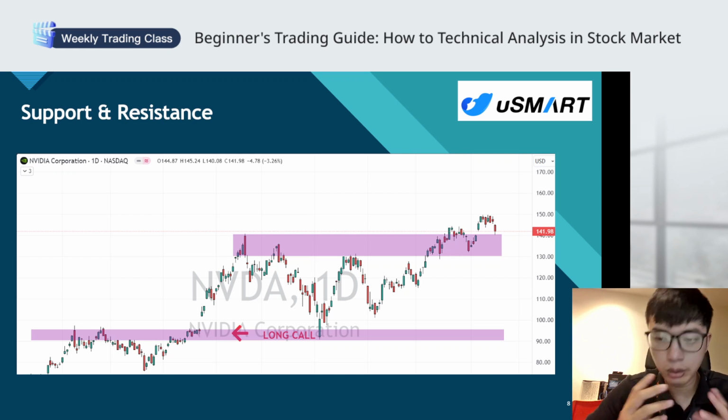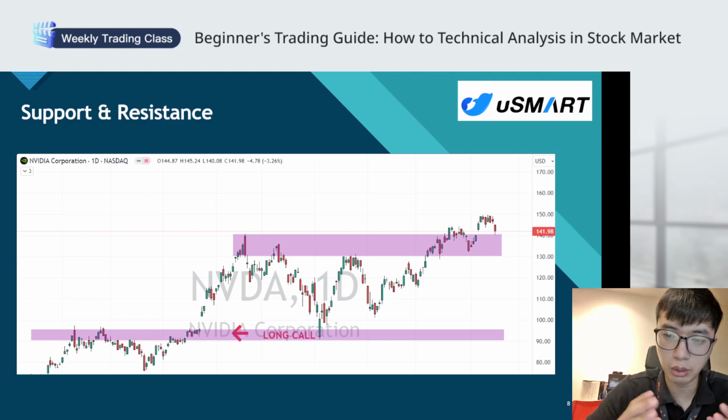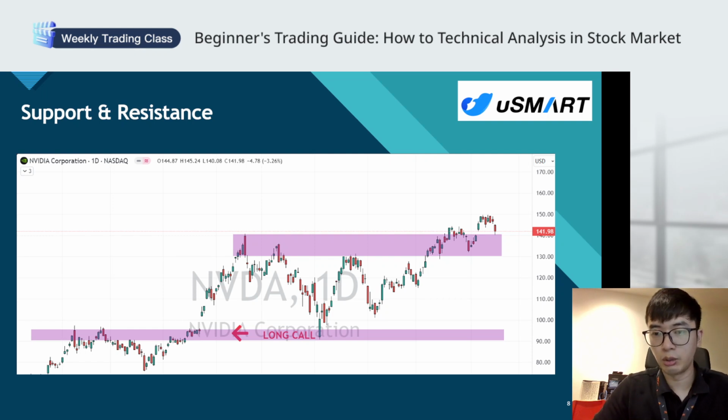So for simple trading, because trading is trying to trade the price difference, we try to trade those supports and resistances. Here, after we enter at the retest, we can anticipate that the price will go up to test back the previous resistance. In this case, you can see NVIDIA retested the previous resistance, and then it went up to test the previous resistance.